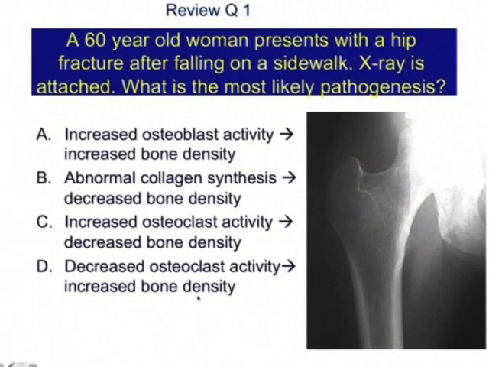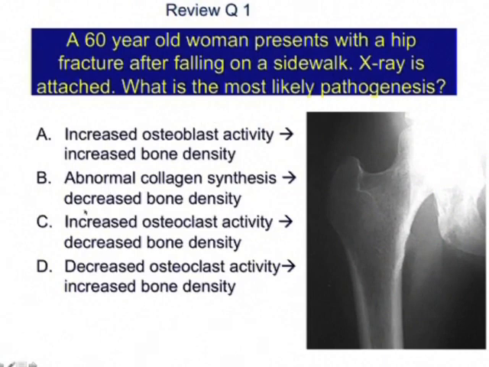Great. Okay, so I think this probably is postmenopausal osteoporosis, and we talked about how that's an increased bone turnover state. So excellent. It is increased osteoclast activity with decreased bone density. Now let's talk about some of these other mechanisms here.